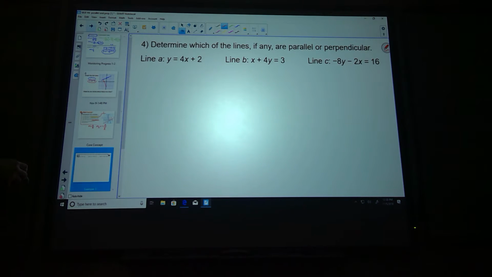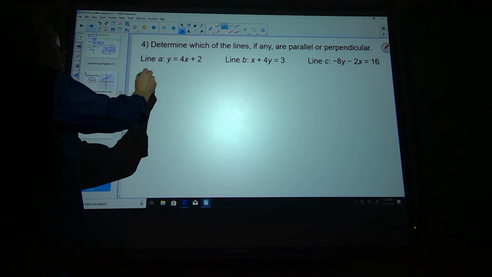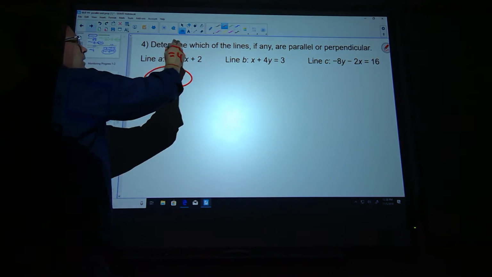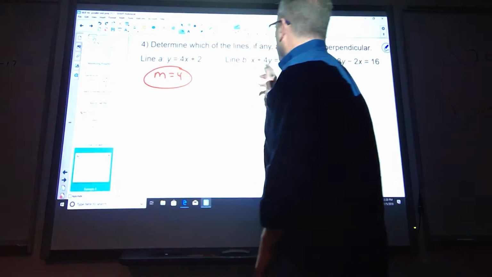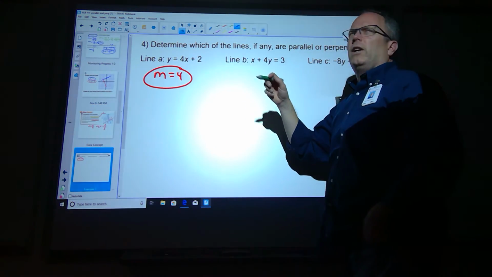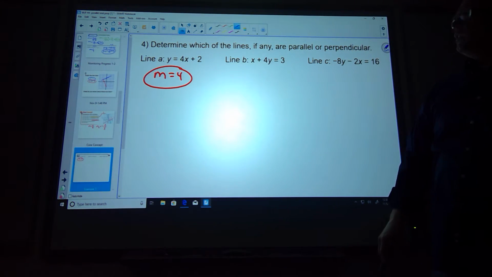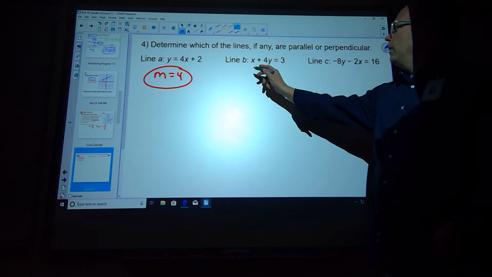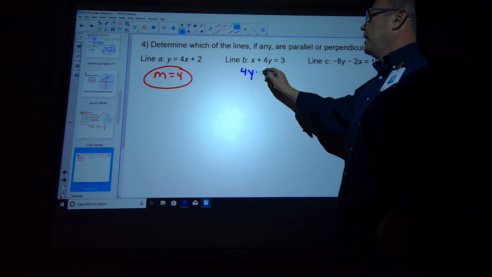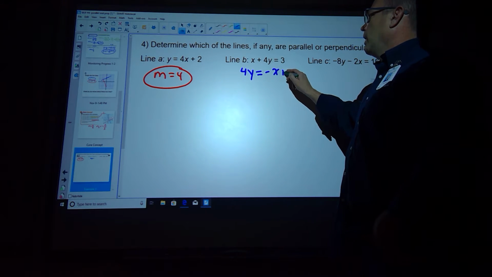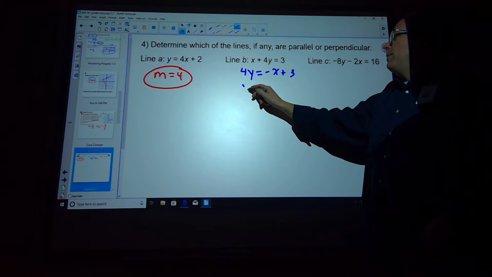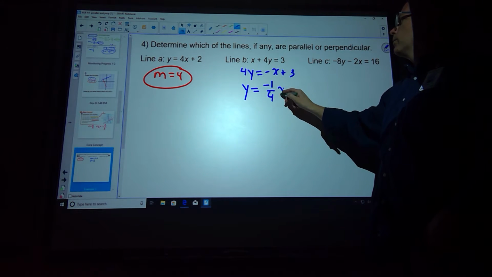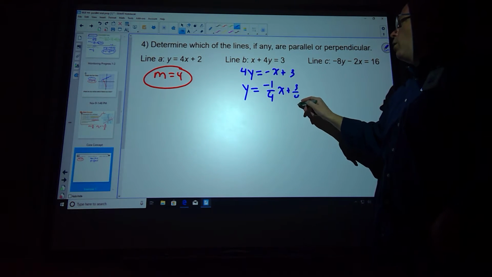Okay. So we have these lines. I have a slope here of 4. Everyone okay with that one? The second equation, I can't really see my slope, so what should I do to figure out my slope? Get y alone. First step, I'm going to subtract x from both sides. Second step, I'm going to divide everything by 4. What is the slope of this one?